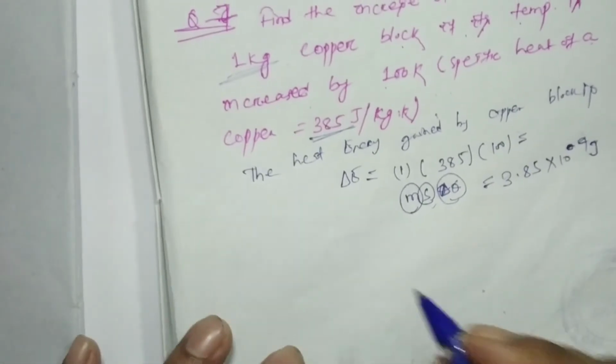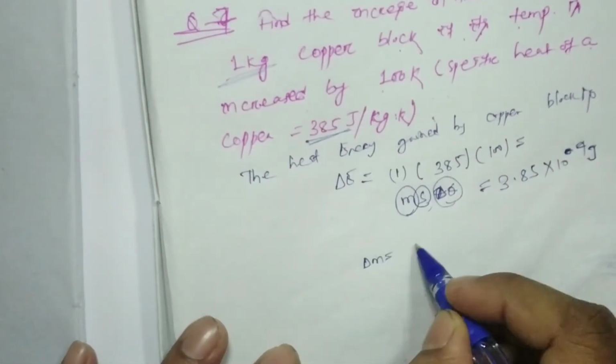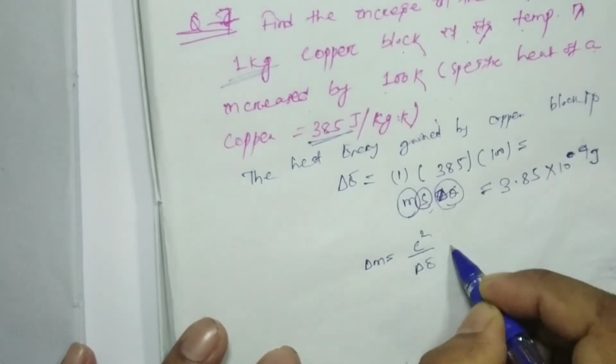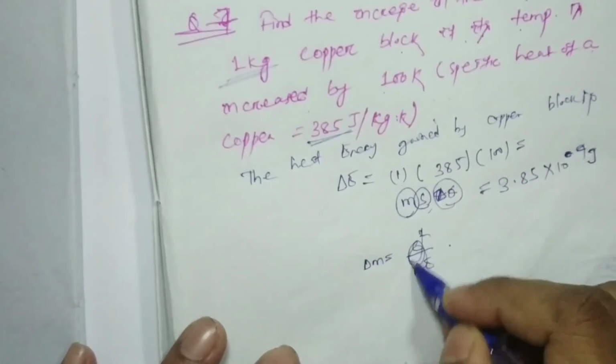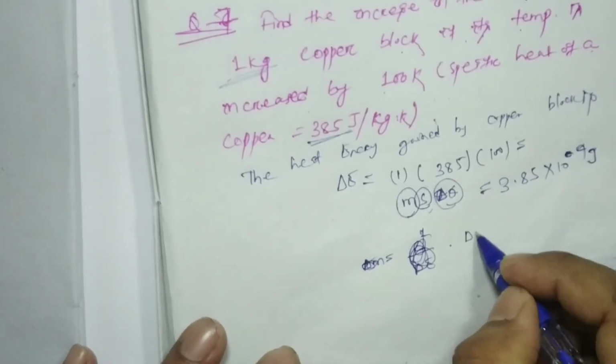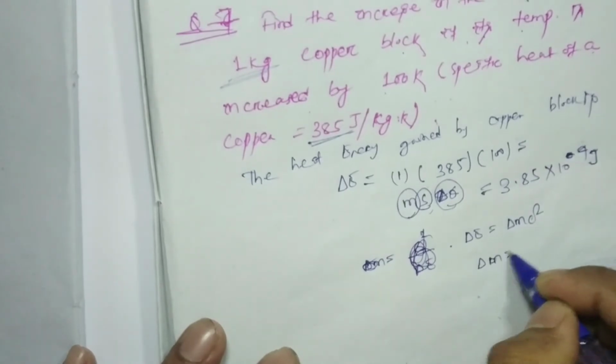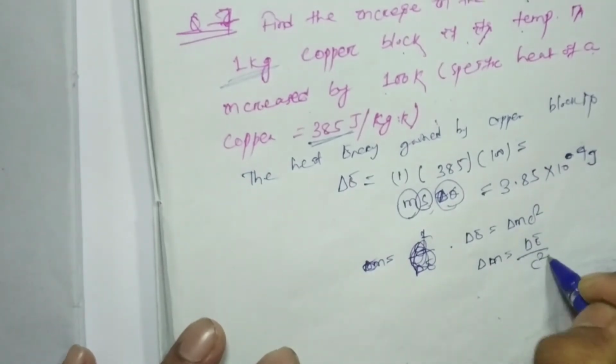So what is the mass change? The increase of mass del m: del E is equal to del m c square. So del m is equal to del E by c square.